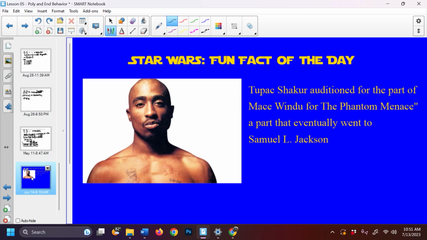So the Star Wars fun fact of the day: Tupac Shakur auditioned for the part of Mace Windu in The Phantom Menace. That part eventually went to Samuel L. Jackson. And unfortunately, Tupac is no longer with us.